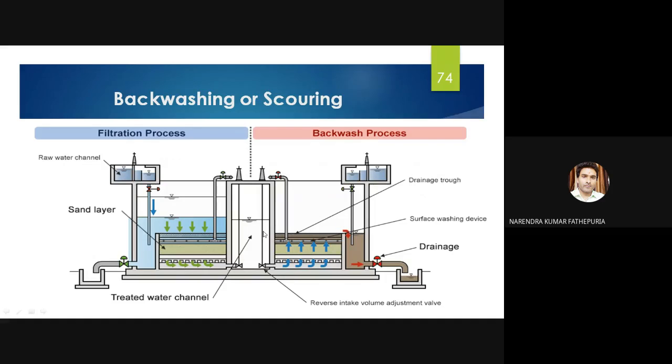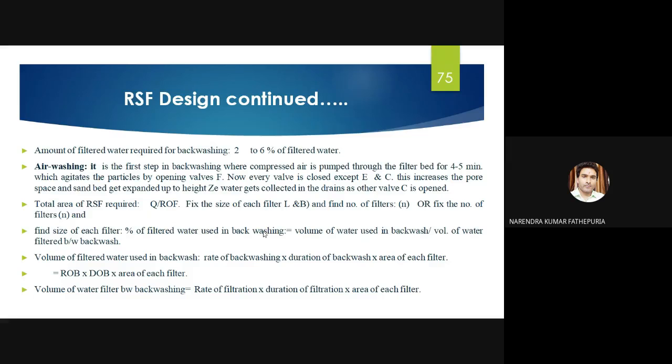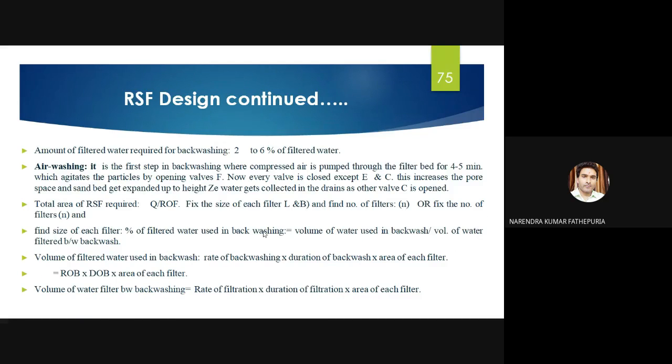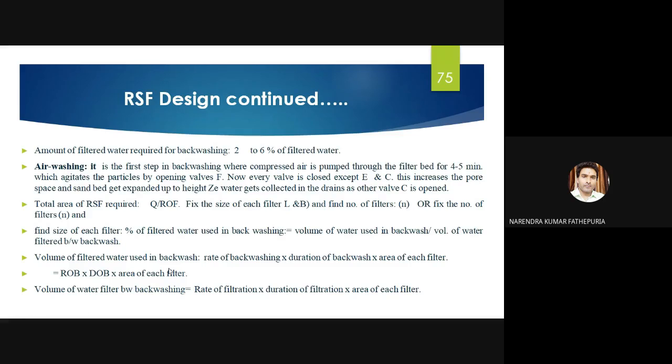Various representations have been given: A, B, C, D, F, like this. Here I have shown where it is. Now every valve is closed except E and C. You understand the mechanism, that is enough. This increases the pore space, and the sand bed gets expanded up to the height ZE. Water collects up to this height ZE, the potential head. And through the relays, valve C is open, and the total area of rapid filtration.